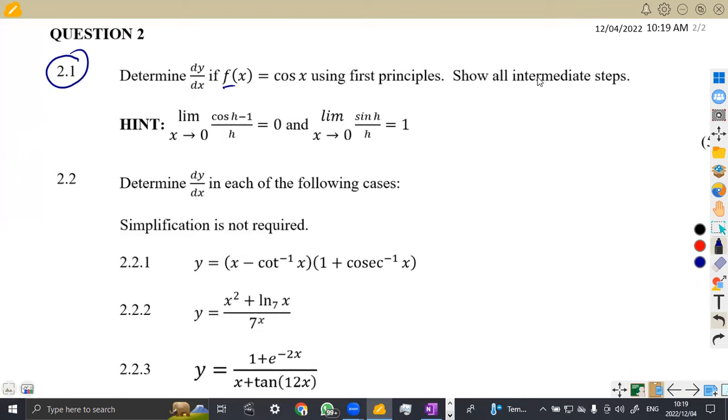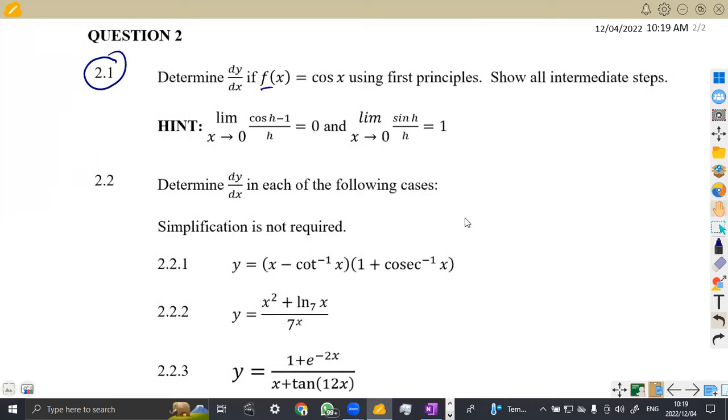All right, we are given a hint that the limit of (cos h minus 1) over h is 0. Sorry, this is cos h. And also we are given that the limit of sin h over h as h approaches 0 is 1. This is the most important part that you're going to use later on. I'm going to show you later on.